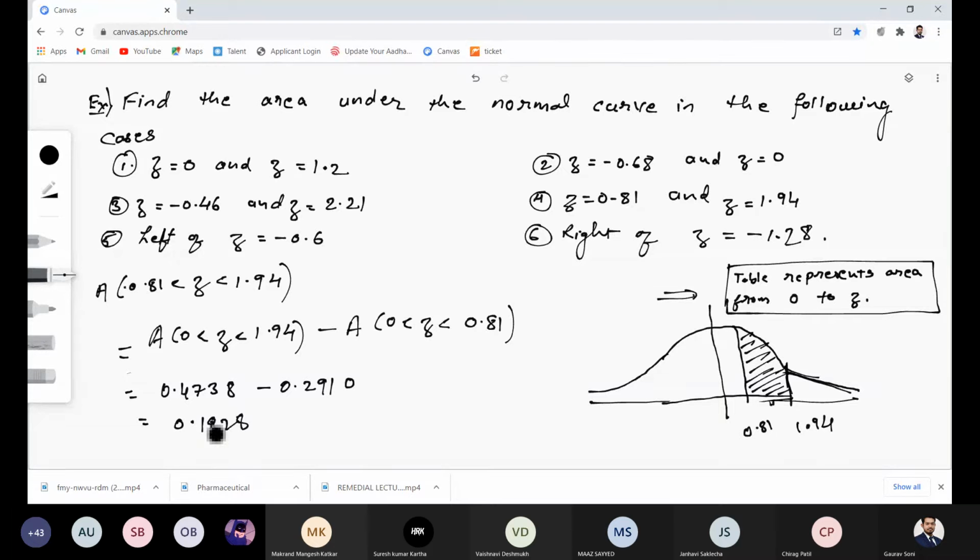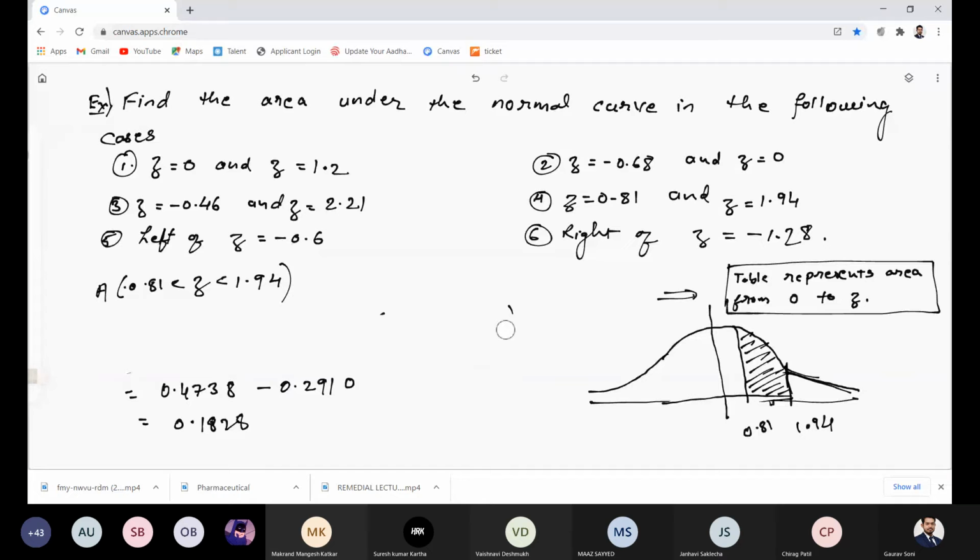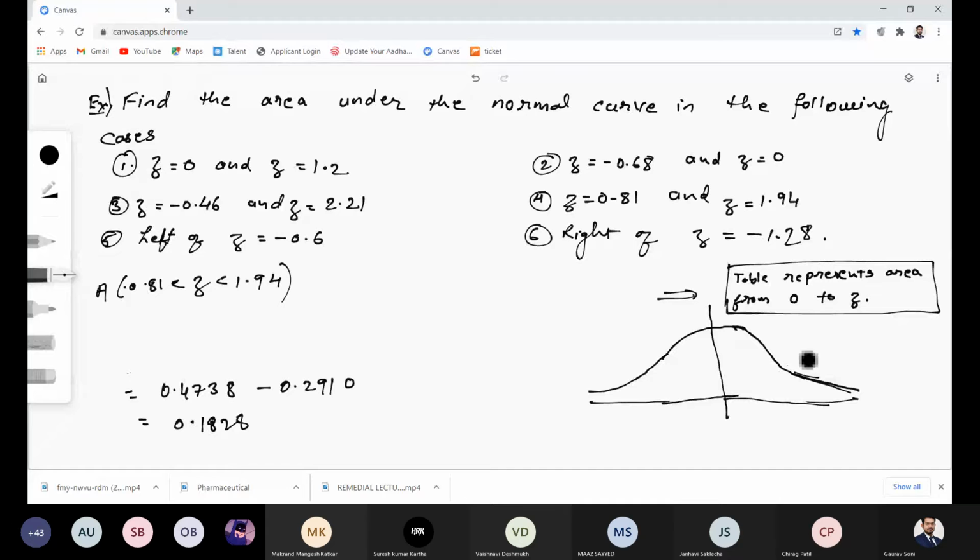Fine. The next one, left of minus 0.6. So that will be minus 0.6 somewhere here. Left of this means this area I have to find out.